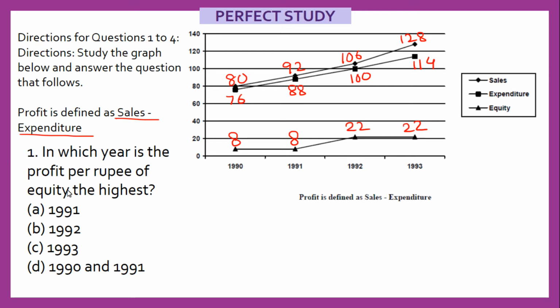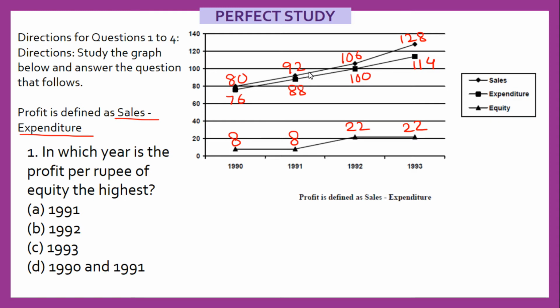In which year is the profit per rupee of equity the highest? So where is profit per rupee of equity highest? Now we will try to do it by doing minimum calculations. I don't say zero calculation, but minimum. Here we see that the equity value is remaining same, and although the graph goes up, the profit doesn't go up because the sales and expenditure gap is remaining exactly same. Profit is the gap between these two graphs. Because the gap remains same, the profit is same, and that's why in these 2 years it will be remaining same.